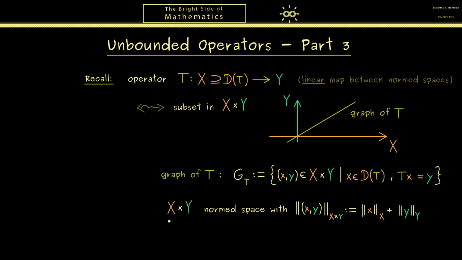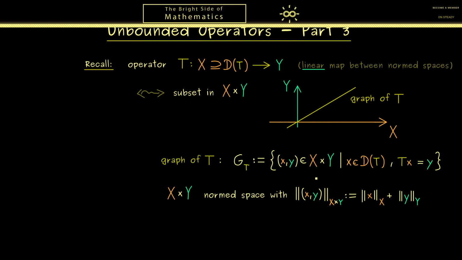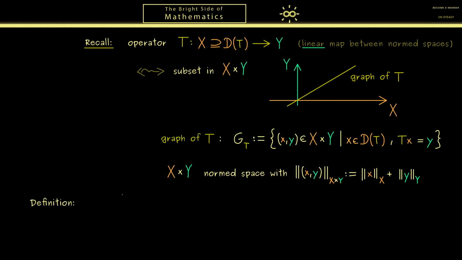Hence, we always have a normed space with the Cartesian product if X and Y are normed spaces from the beginning. And therefore, you can say, now in the graph of T, we can also measure distances. Or more precisely, we can use all the topological terms we have for the graph of T. In particular, we can also check if the graph of T is a closed set. And that's exactly what we do now in order to define so-called closed operators.